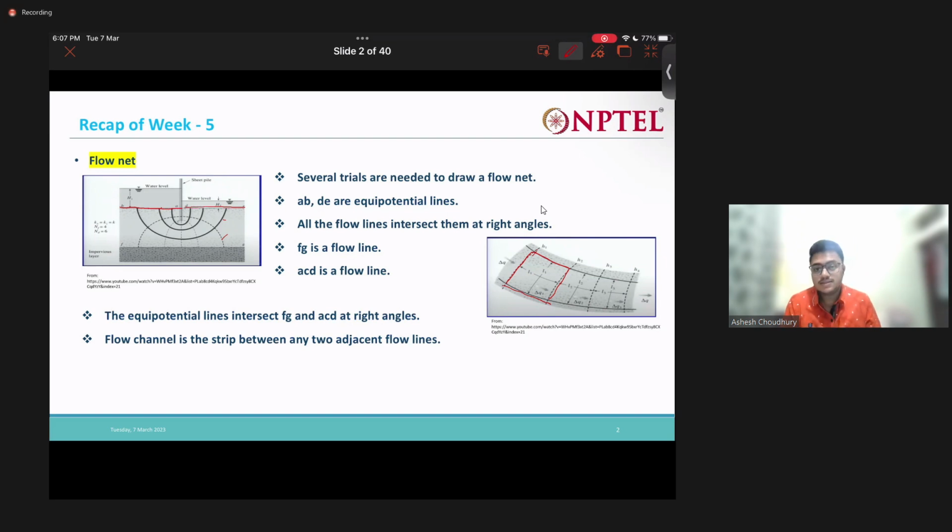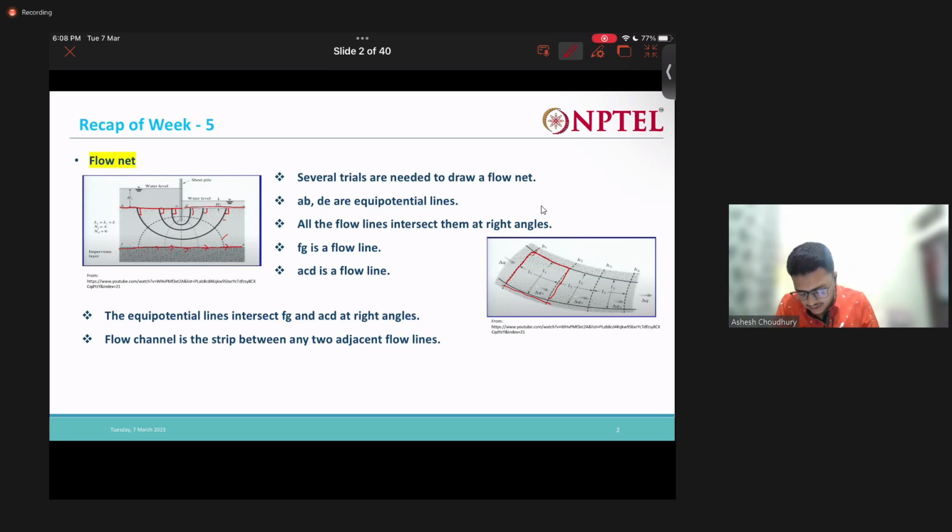Now, if you see, the flow lines intersect them at right angle. So these flow lines intersect this equipotential line at right angle. FG is a flow line, because the flow can occur along this path. Below it there is an impermeable stratum, so there cannot be any flow in that part. But along the top of that impermeable layer there can be some flow. So this FG is also a flow line.